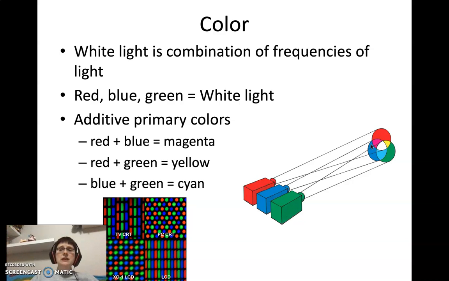If you actually alter the strength of the different color, or the different lights, that will actually alter the colors. So that's how you can start to get orange and purples and all of the other colors that we're used to seeing.